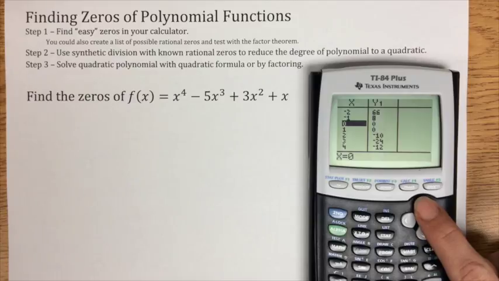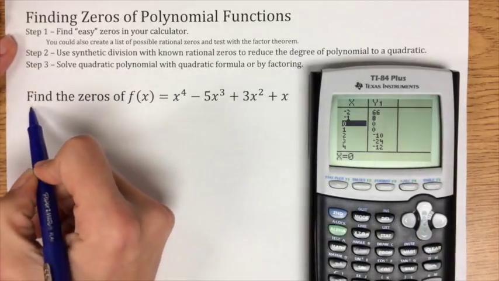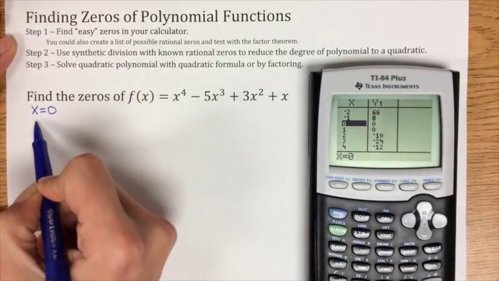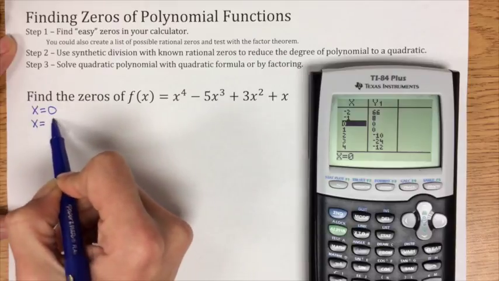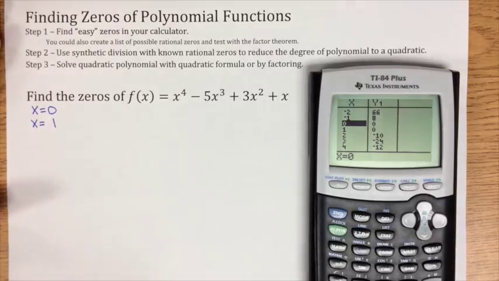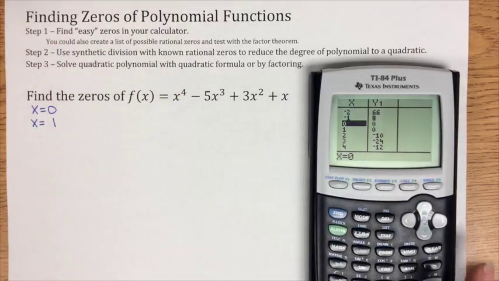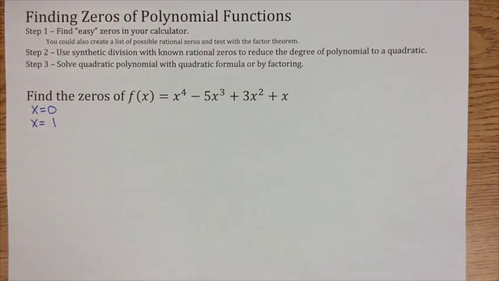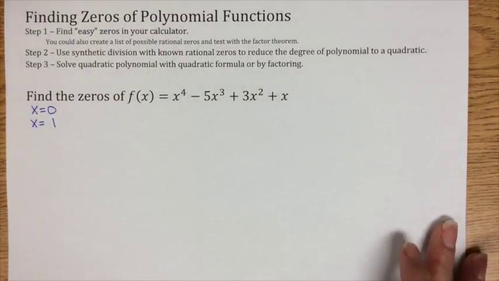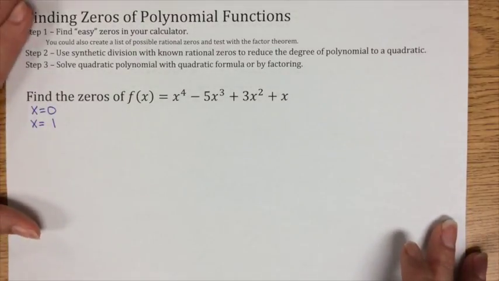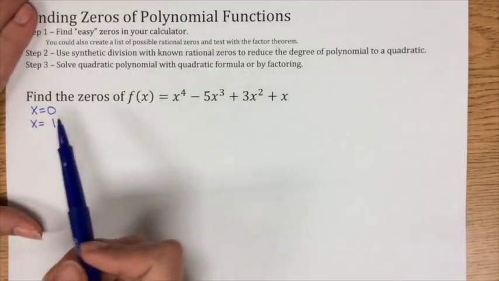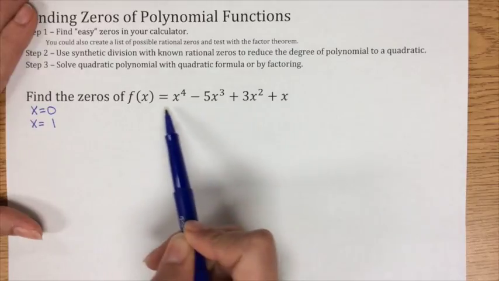So I'm going to write down the easy zeros. The easy zeros are x equals 0 and x equals 1. And it looks like that's all I can find, but all I need is 2 to bring this down to a quadratic. Remember, every time we do synthetic division, we're going to bring it down by 1 degree. So let's start doing synthetic division, and we can use 0, but we really don't need to.